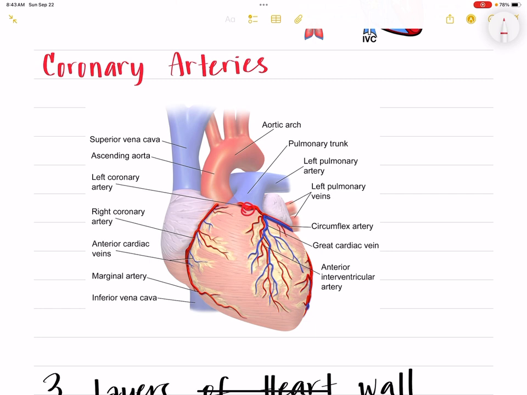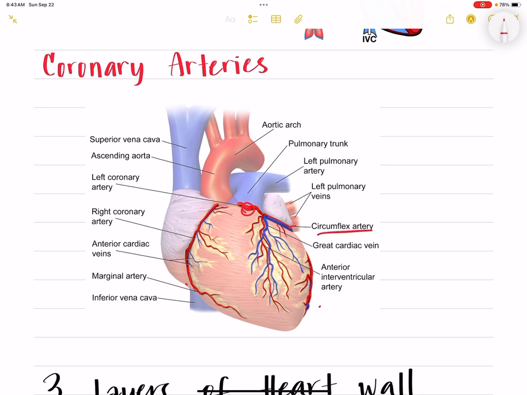So ang circumflex artery, ari siya. The circumflex artery extends around the coronary sulcus to the posterior surface of the heart. Ang left marginal artery naton, ara sila, so both sides ha, kung left kag right, ara marginal artery naton. So it extends inferiorly along the lateral wall of the left ventricle from the circumflex artery.